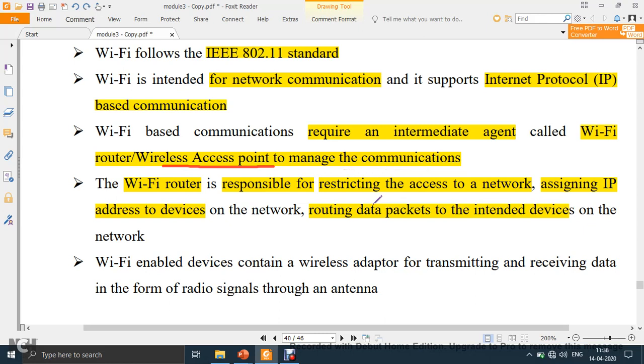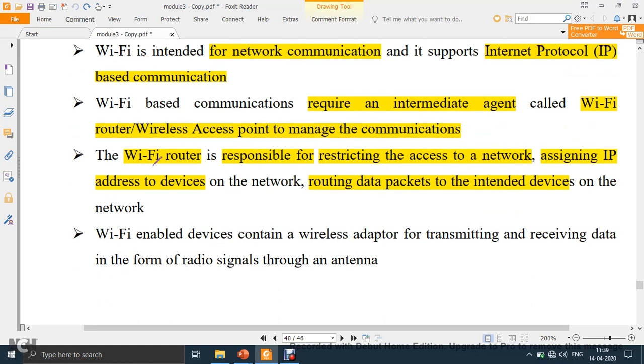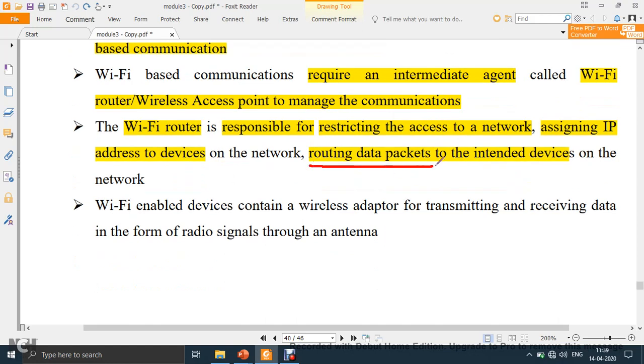So using this router, you can block access or restrict access to the network. Suppose you don't want a particular device to access the network, you can block that device using this router. You can use the IP address of the device that you want to block, and using the router you can block the device, right? And routing data packets, so this packet-based transmission, everything is taken care of by the router.